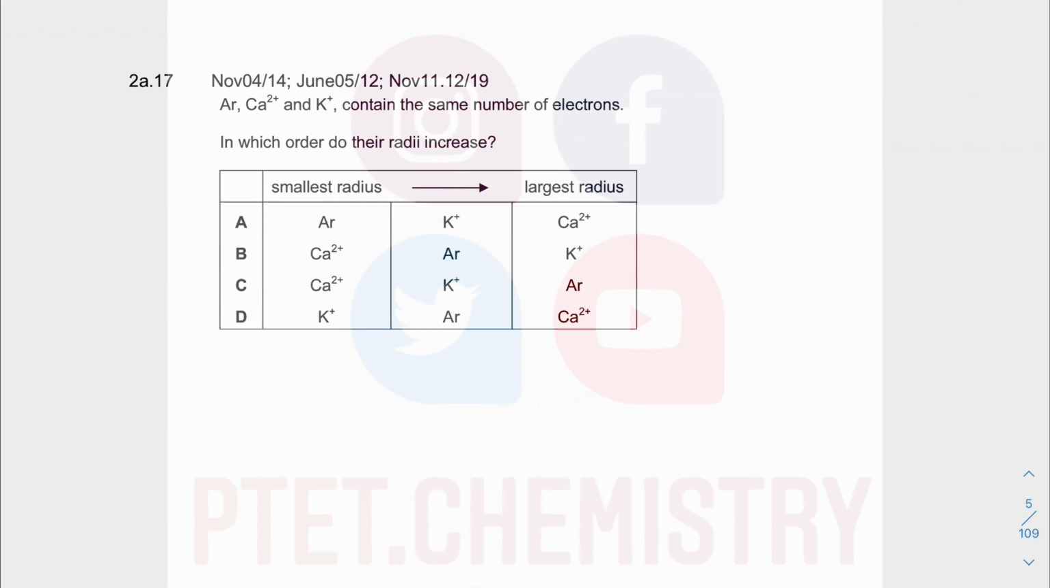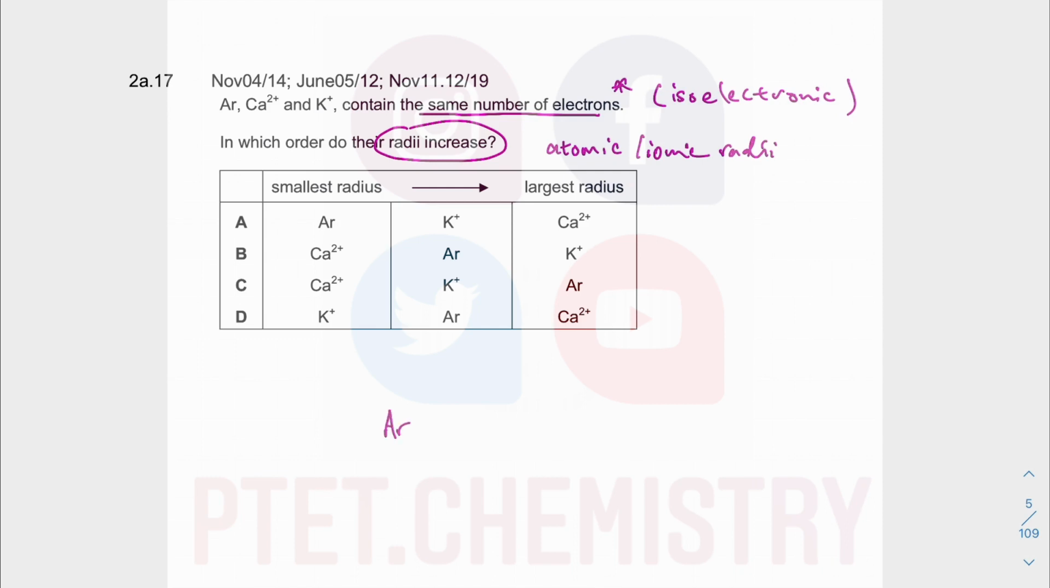Next question, it involves working out atomic or ionic radii. So we have a mixture of atoms, and we also have a mixture of ions here. So I'll just say atomic ionic radii, and they all contain the same number of electrons. Another term for it is called isoelectronic.